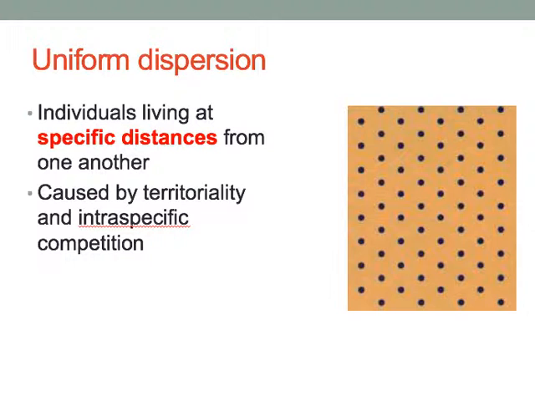The next one is uniform dispersion. Uniform dispersion allows organisms to claim their own territory. We can think of uniform dispersion as like there's certain plant species that won't grow next to another plant species because neither one of them would get the resources that they need. So in these cases, there would be uniform dispersion where individuals are living at a specific distance apart from one another.